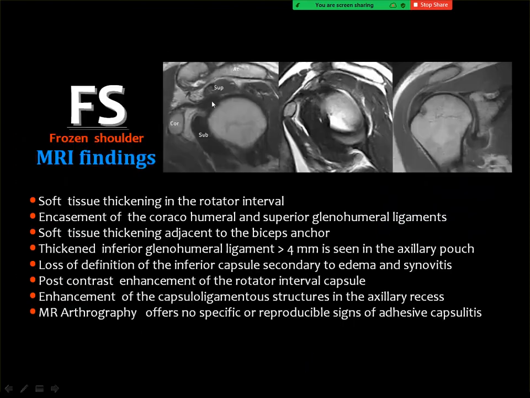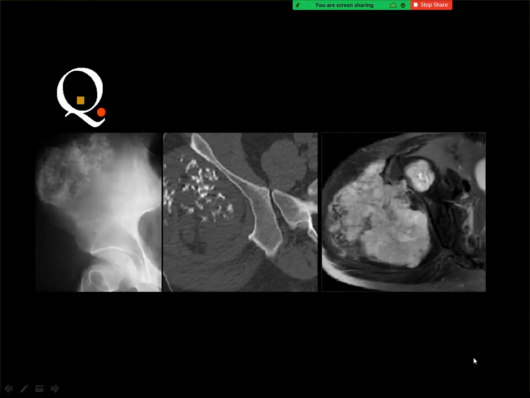Then this is the normal appearance, and you see the coracohumeral ligament, the rotator interval, and the fat. But here you see that the coracohumeral ligament is markedly thickened and the fat is obliterated. If you go to the coronal image, you see that the inferior glenohumeral ligament is markedly thickened and shortened. These are the signs of the frozen shoulder.